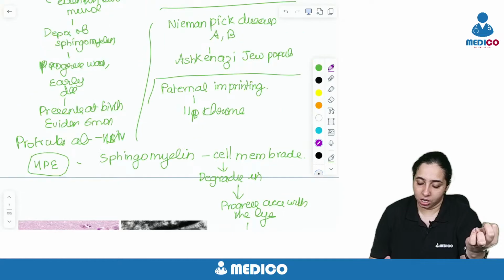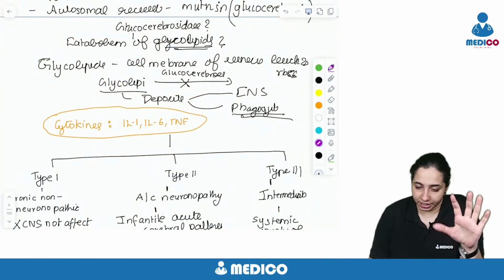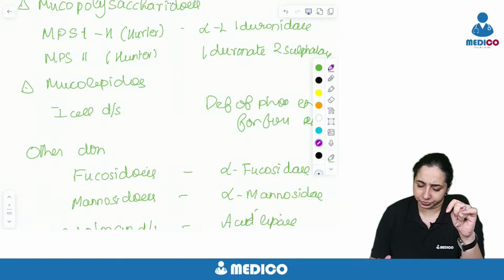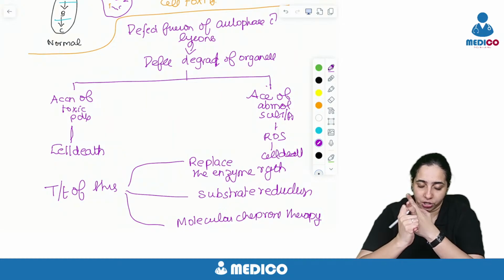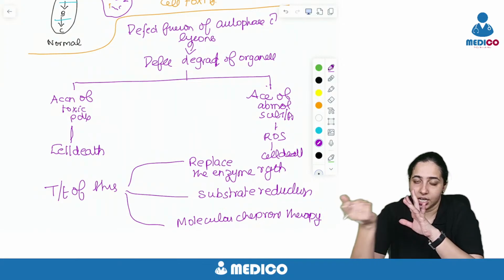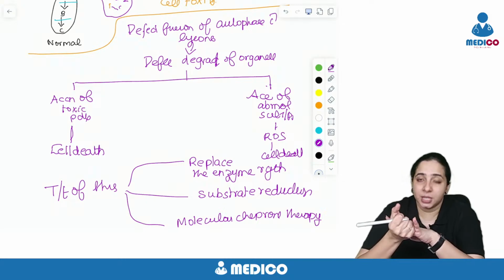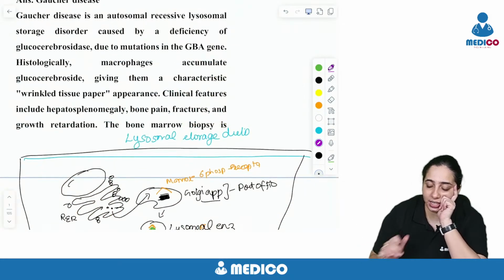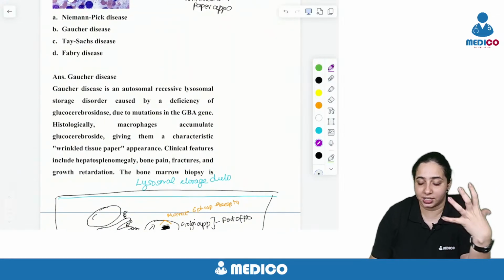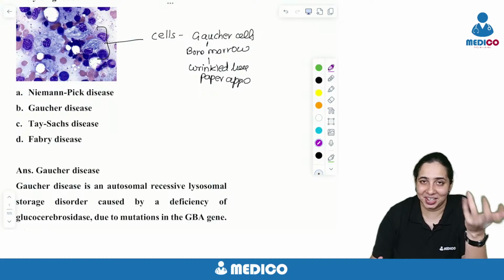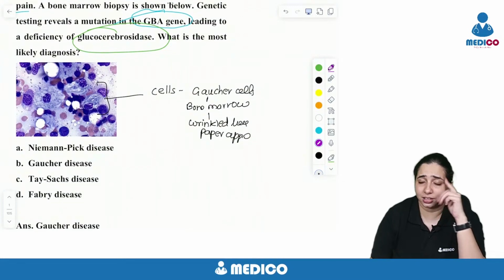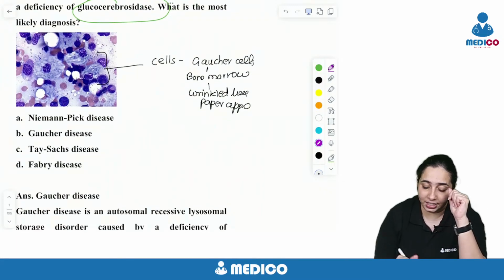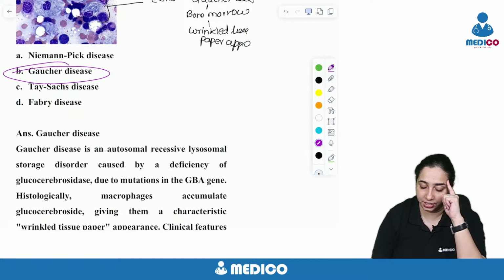So what we have learned till now is the pathophysiology of lysosomal storage disorders, and 3 commonly asked lysosomal storage disorders, namely Gaucher's disease, Niemann-Pick disease, and Tay-Sachs disease. I would advise that you study these by writing, because it is extremely confusing. So the question we were dealing with is Gaucher, the scenario and the characteristic Gaucher cell. So the answer is Gaucher's disease. Okay.